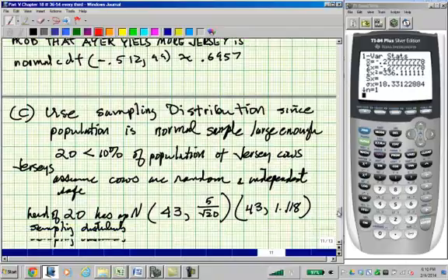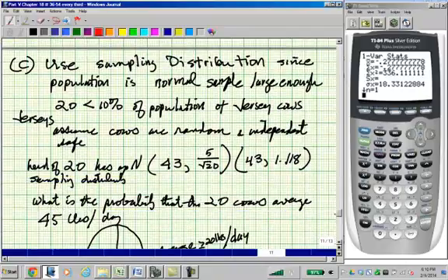C. Okay. Use a sampling distribution. Since the population is normal, a sample is large enough. 20 is less than 10% of the population of Jersey cows. Assume cows are random and independent. That assumption is safe. So a herd of 20 has an approximately normal sampling distribution of 43, comma, 5 divided by the square root of 20, or 43, comma, 1.118.